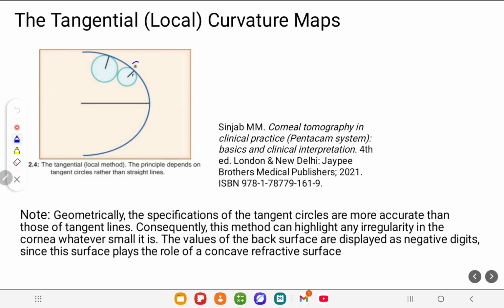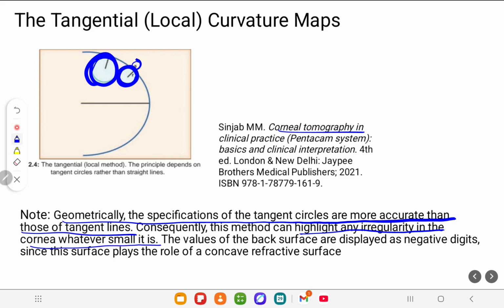If you want a curvature, then there is a tangential surface and it will create its own circle. Then you have r, isn't it? It will have its own circle, it means its own r. Again, I have taken this picture from Dr. Sinjab's book. And geometrically, the specific sections of tangent circles are more accurate than the tangent line. So that's why the curvature map is very accurate and consistent. This method highlights any irregularities in the cornea, however small they are.